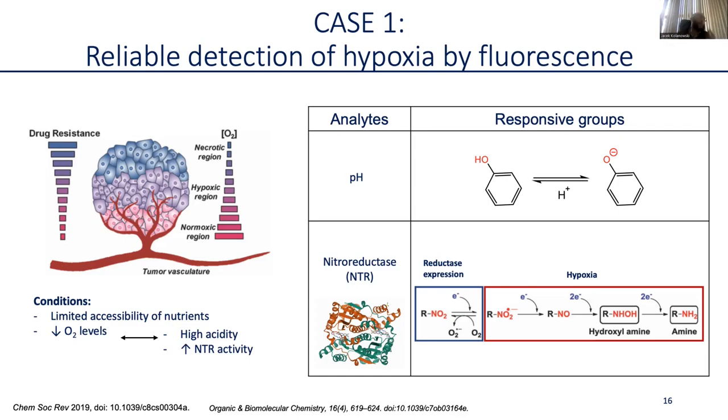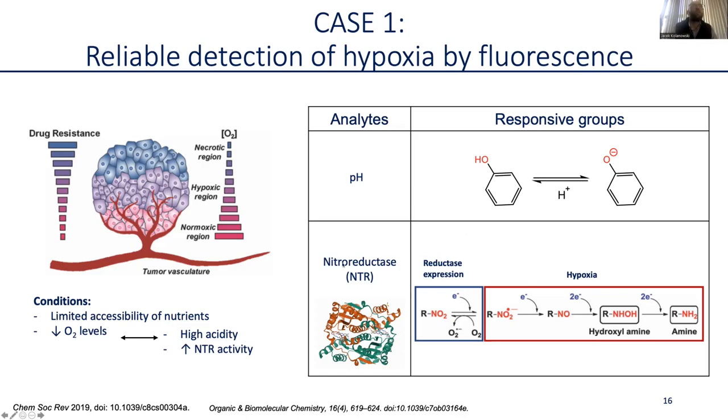The two parameters which are known to be different in hypoxic regions versus normal cells are the nitroreductase-like activity and the high acidity. Both are caused by the low oxygen level and also a low clearance of the metabolites, which leads to acidification. Of course, low pH, so high acidity, is also present in many other places, and higher reducing potential is also present in other conditions. But the combination of the two is characteristic for hypoxia. So looking into both parameters at the same time will more reliably allow us to look at truly hypoxic regions.